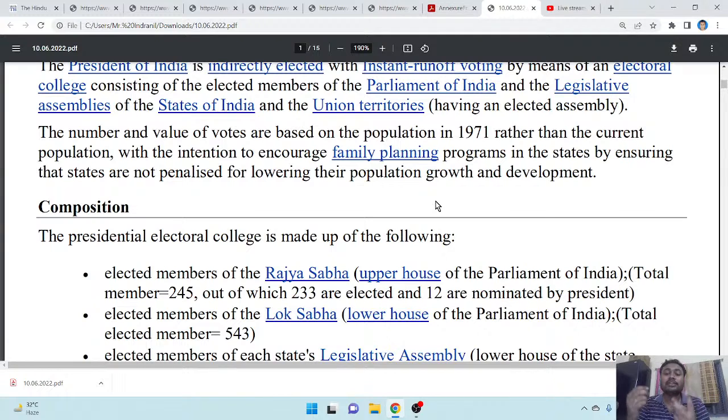Okay, let's take an example. Let's suppose there is a state A and another state B. Both have a population of, suppose, 1000 in 1971. Now state A has taken the family planning policy, but state B has not. So currently the population of state A will obviously be less than the population of state B, because state A has already taken the family planning policy. There is control of population growth in state A, while there is no control in state B, with rapid increase in population. So the government of India wants to encourage family planning policy of states. That's why we are taking the 1971 census, so that we can encourage the family planning program.